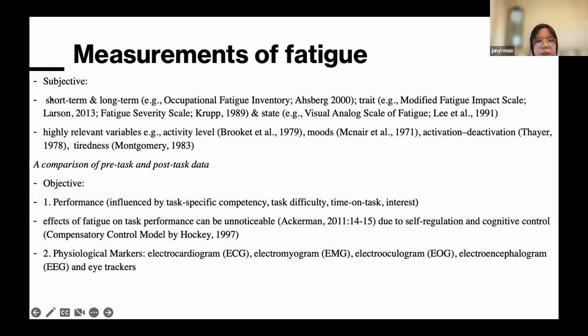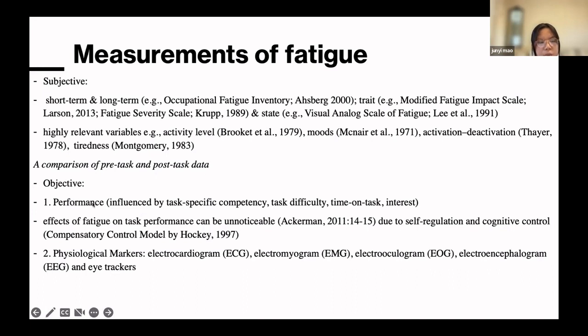So based on those theories, scholars have proposed several measurements for fatigue. They can be grouped into subjective tools and objective tools. Fatigue, theoretically speaking, can be divided into short-term and long-term, as well as trait and state fatigue. Many scales have been developed to measure those types of fatigue. And the typical practice is to compare participants' states before and after a lengthened task.